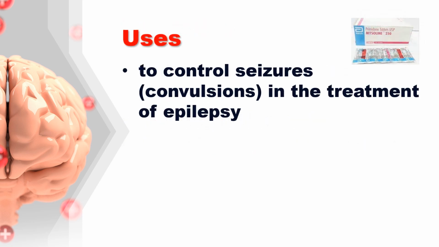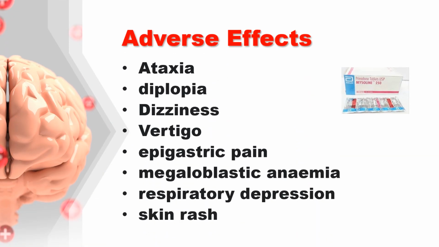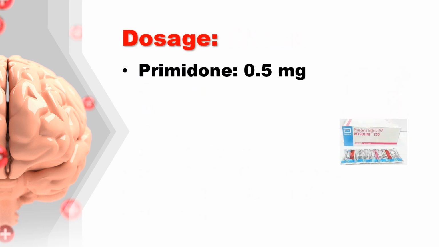Primidone is used to treat seizures in the treatment of epilepsy. The adverse effects of primidone: ataxia, that is lack of coordination, diplopia, double vision, dizziness, vertigo, epigastric pain and megaloblastic anemia, respiratory depression and skin rash. Doses: primidone 0.5 mg.